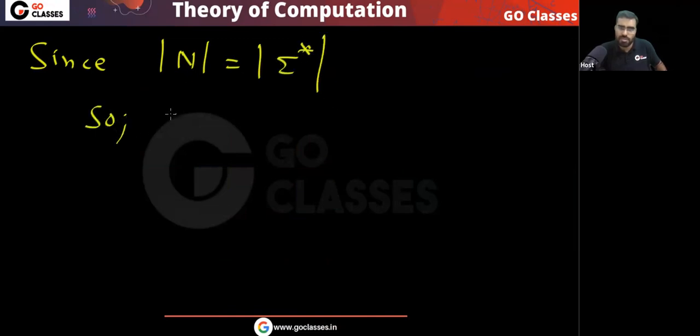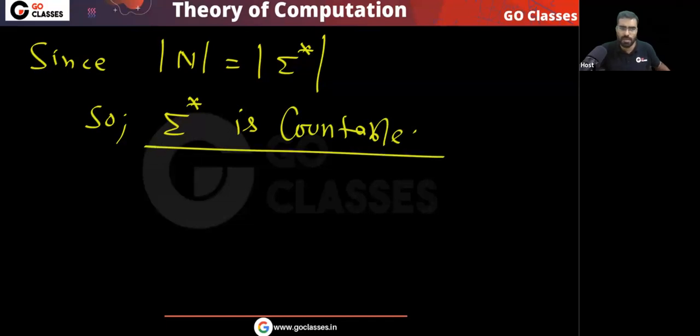Is this clear? Since the size of N is the same as the size of sigma star, sigma star is countable. Did you understand this? Of course, sigma star is countable infinite.